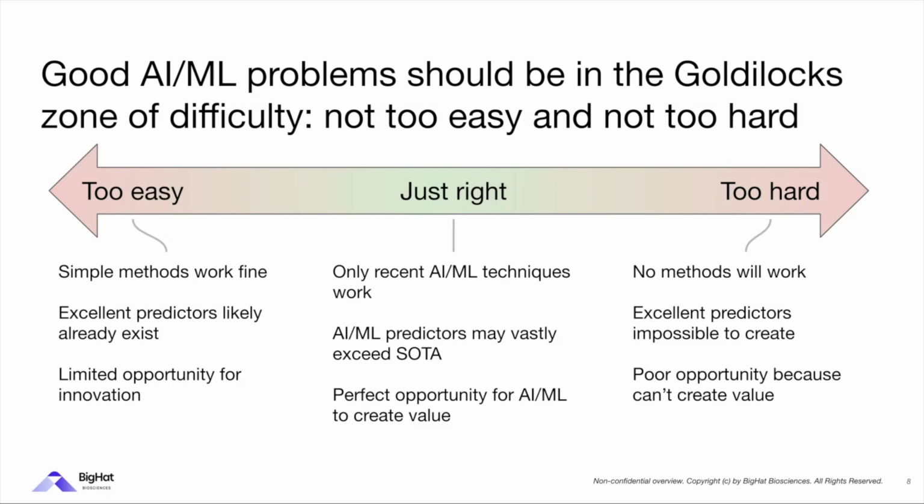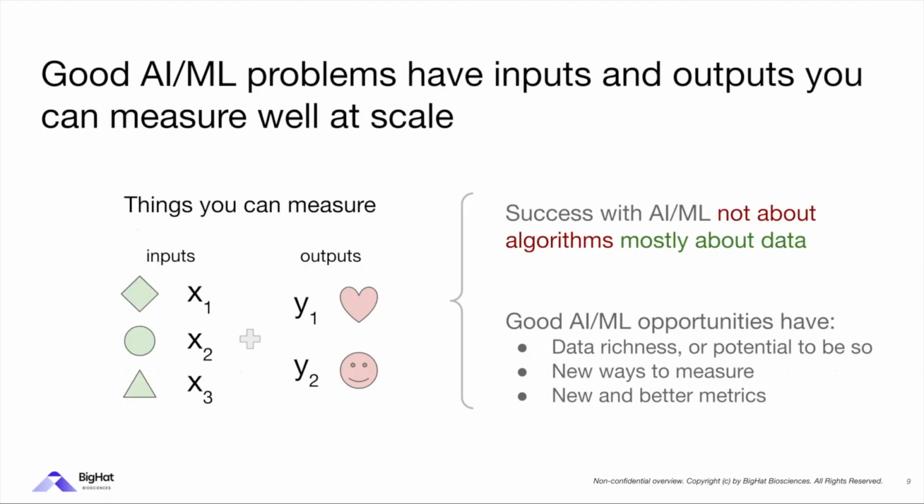So the key is to define these problems in this just-right Goldilocks zone where you clearly are going to be able to leverage the recent advances in AI/ML to build predictors that are much better than the state-of-the-art predictors today. And this is really where you should focus on finding problems.